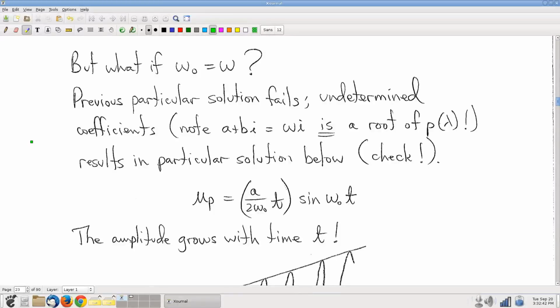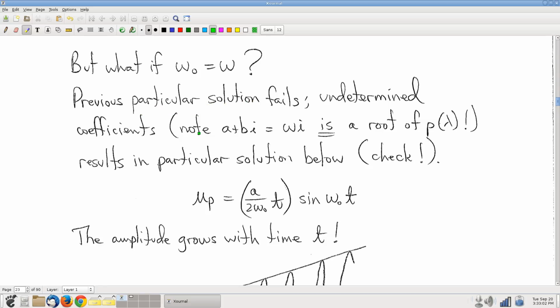So in our previous discussion, we specifically required that omega naught and omega could not be equal to each other. Let's consider now, what if they are equal to each other? Well, the big problem from a mathematical point of view is that our previous particular solution doesn't work anymore.